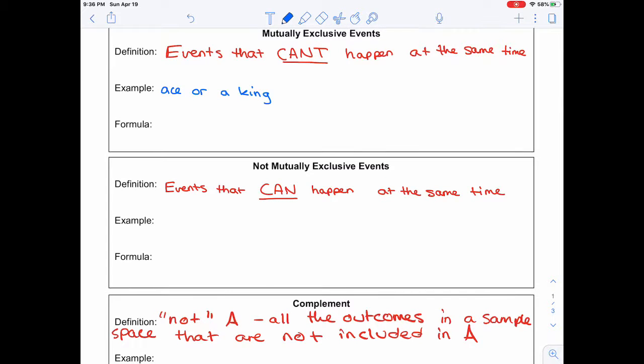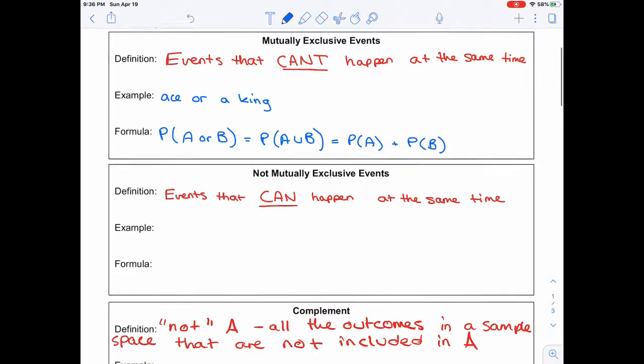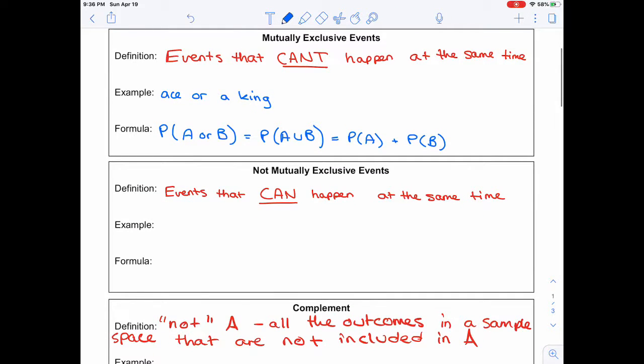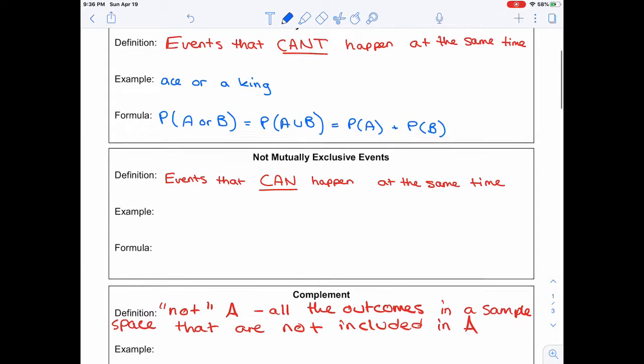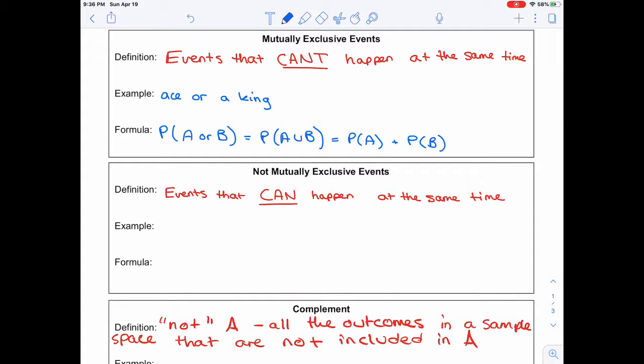So your formula for mutually exclusive, remember before with independent and dependent, we had the probability of event A and B. This is going to be A or B, okay? And to draw that, that's using a U. Basically it means the union of A and B, and that's equal to the probability of A plus the probability of B. So we've already kind of done that. Most of your basic probability are mutually exclusive events, okay? So nothing too new here apart from the actual name itself.